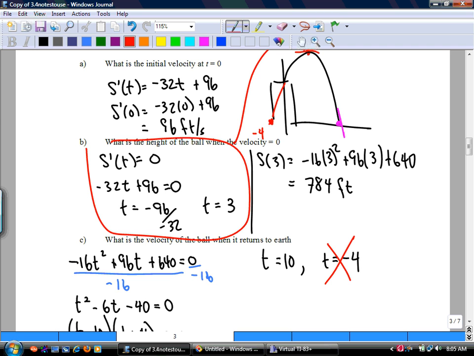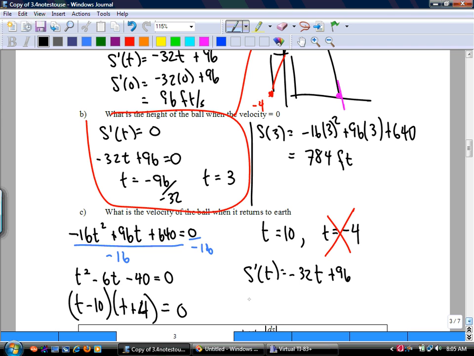So, what is the velocity of the ball when he returns to Earth? Grab the velocity formula. S prime of t equals negative 32 t plus 96. Put 8 in for t. Negative 32 times 8 plus 96. Negative 256 plus 96 is what? Negative 160.